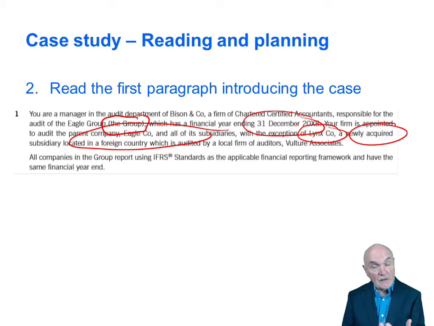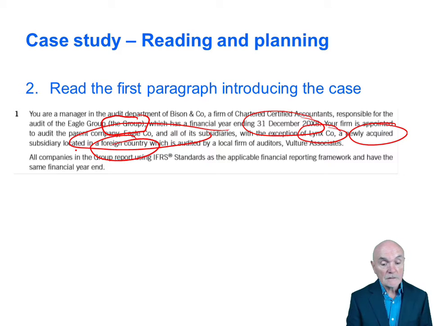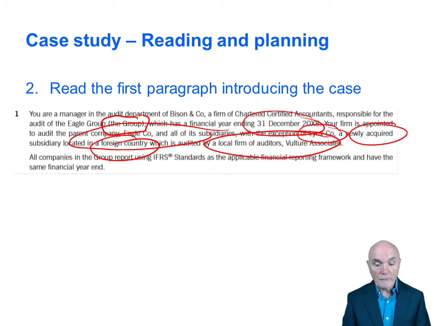It's been acquired in the year, so this is the first year of a goodwill calculation. When during the year was it acquired? Do we have to apportion profits in Links for the purposes of consolidation? It's in a foreign country, so there may be risks or problems involved in translating the financial statements into our home currency. It's a local firm of auditors, and we probably know nothing about them. We don't know what their ethical professional standards might be, yet we're having to make use of their work if we have to make our opinions over the group financial statements.